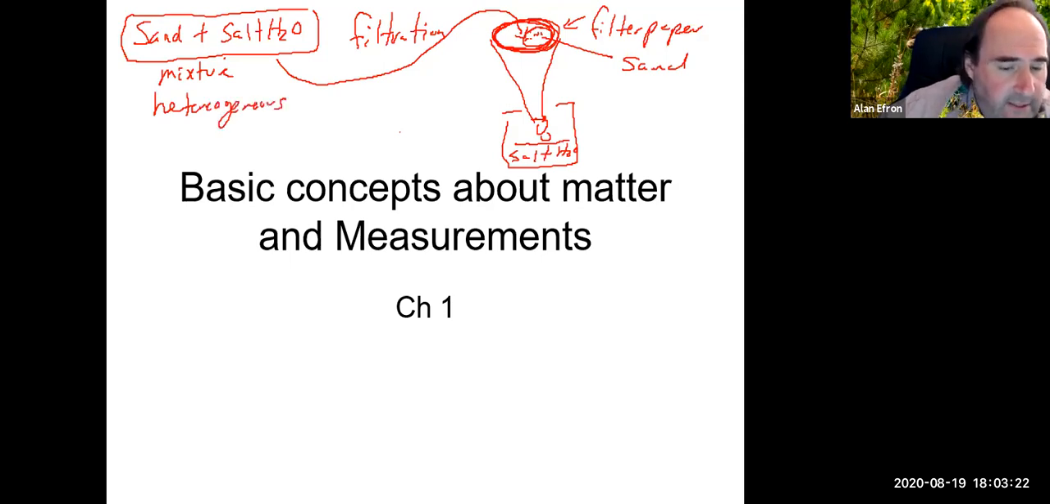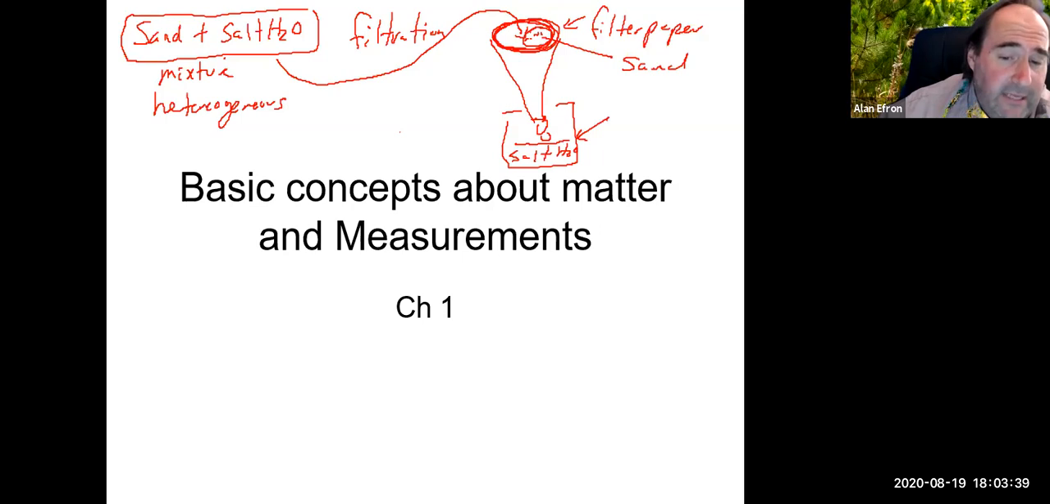And if we wanted to, we could take the sand that ends up on the filter paper in the funnel, and we could let it dry out, and it would completely dry out, and we would have our sand back in its original form. We will also have our salt water exactly the way it was in its original form as well.